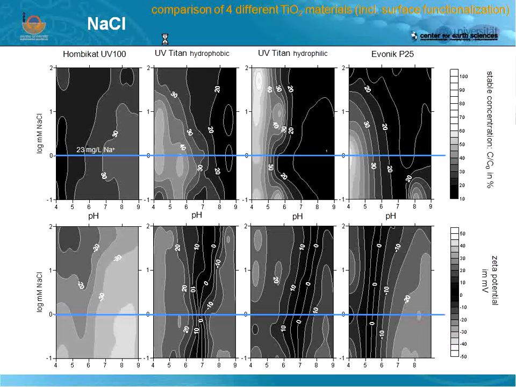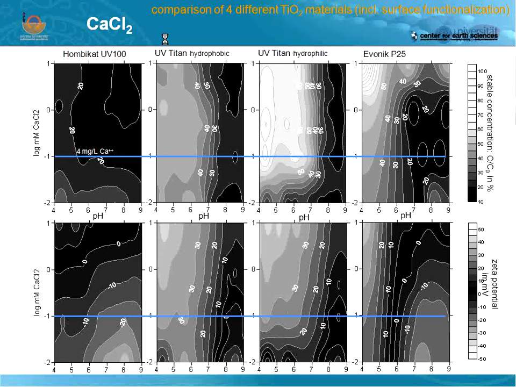What is the aluminium oxide coating doing? The aluminium oxide changes the surface chemistry, so we have a shift in the isoelectric point. The Hombicat UV100 behaves completely different, and we still don't know why this Hombicat UV100 behaves so differently. But it also shows that this testing system that we have developed is able to distinguish these different materials from each other.